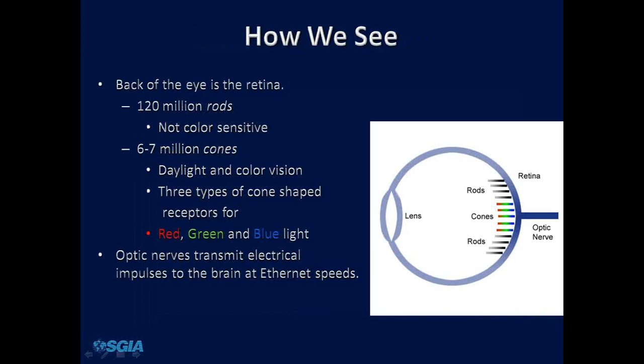Let's look at a little bit about how we see. In the back of the eye is the retina, and contained in the retina are rods and cones. The rods are about 120 million of them. They are not color sensitive. What they distinguish is between light and dark, and they really come into play with our periphery. Whereas the cones, 6 to 7 million of them, have receptors for red, green, and blue light. The optic nerves transmit electrical impulses to the brain.